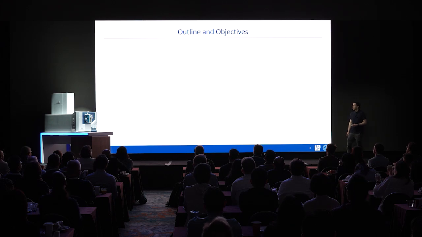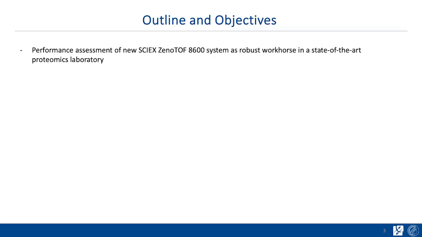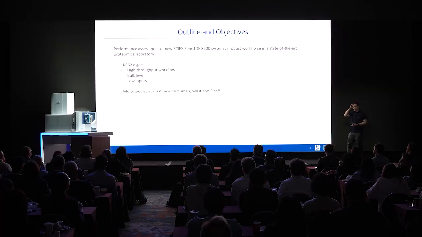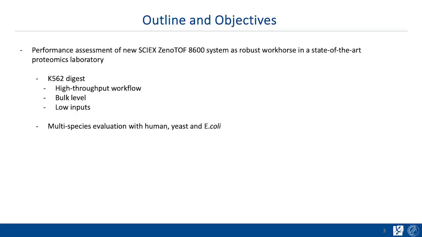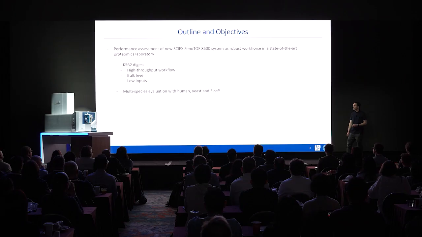So with this instrument, we had a couple of objectives and aims to find out what it can do. In general, we wanted to know if this instrument can be a robust workhorse for our state-of-the-art proteomics lab. And in order to do that, we went over it with a pretty basic benchmark using a commercial K562 digest. And we were particularly interested in high-throughput workflows because we went to shorter and shorter gradients in recent time.